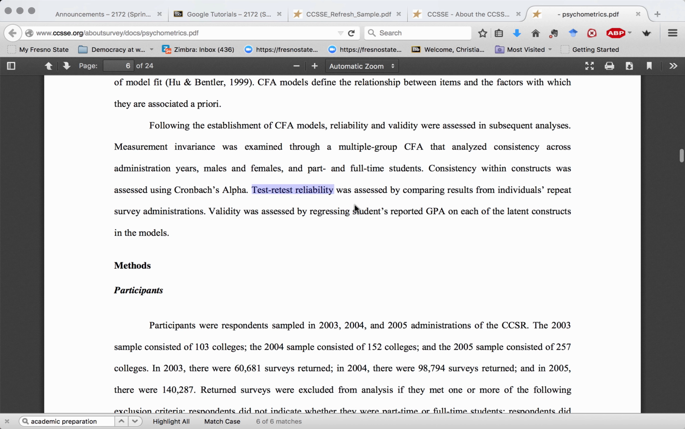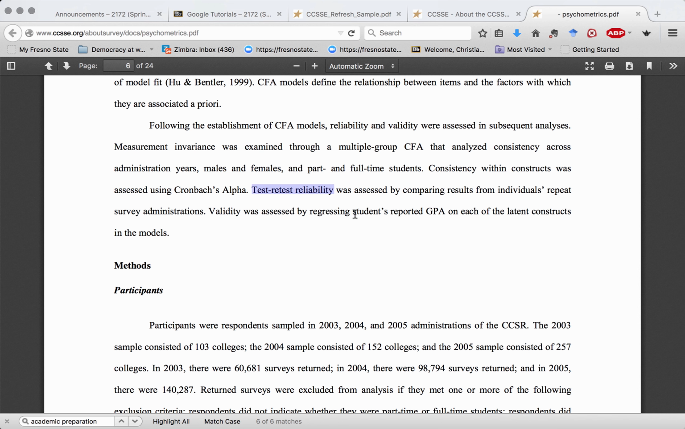The validity was assessed by regressing students' reported GPA on each of the latent constructs. So again, we could say, okay, GPA, correlation between GPA and these constructs, that's one thing. You could be a little bit critical and say, well, actually, if you're looking at student effort, there's actually other student effort scales out there. So they could have done the survey with their student effort scale plus some other student effort scale, and then looked at how well do these two correlate, right?